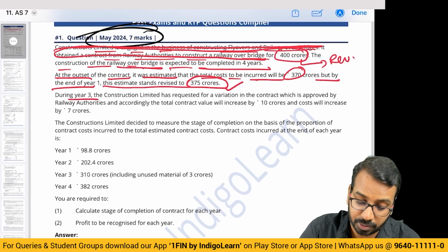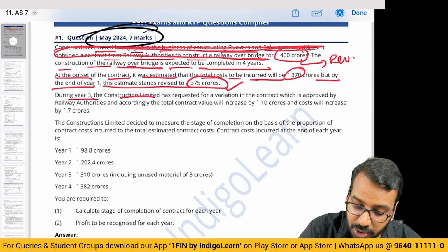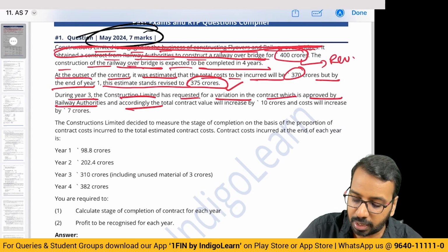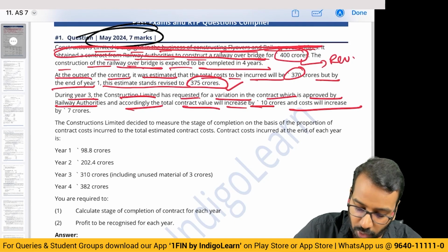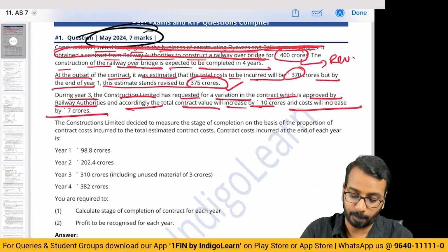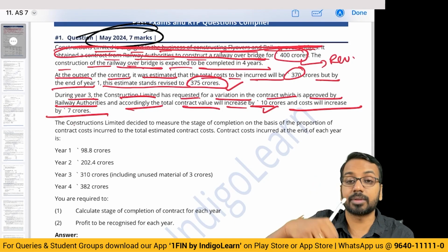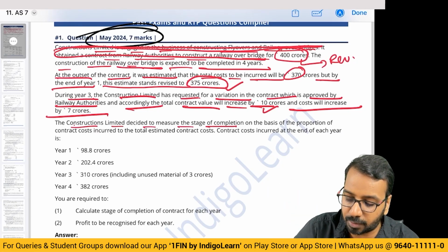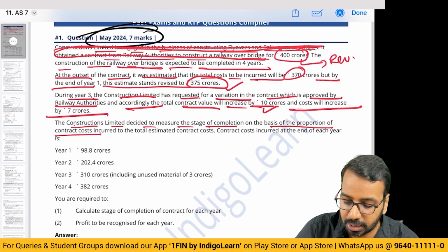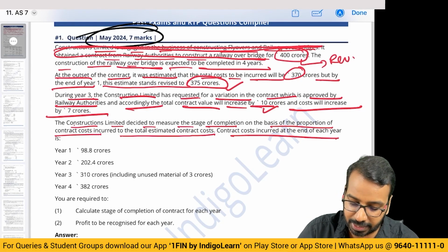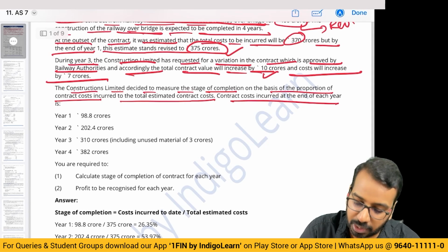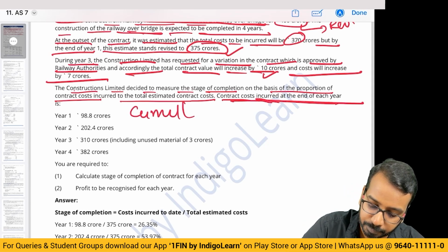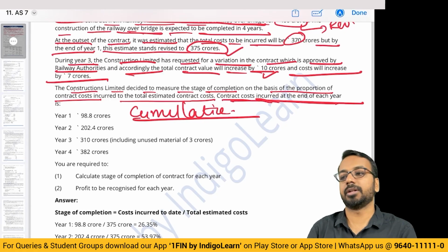During year 3, so year 1 is gone, year 2 is gone. During year 3, Construction Limited has requested for a variation in the contract, which is approved by the authorities, and accordingly, contract value will increase by 10 crores and cost will increase by 7 crores in the third year. So when they say increase, from the third year onwards, we'll make it effective. The Construction Limited decided to measure the stage of completion based on the proportion of contract cost to the total estimated cost. Contract cost at the end of each year is given below. Now, sir, this is for the year or what? Contract cost incurred at the end means this is cumulative. This is cumulative number. Okay.